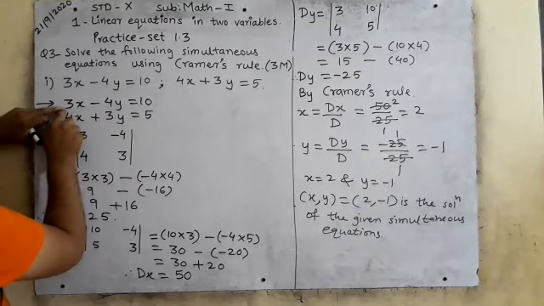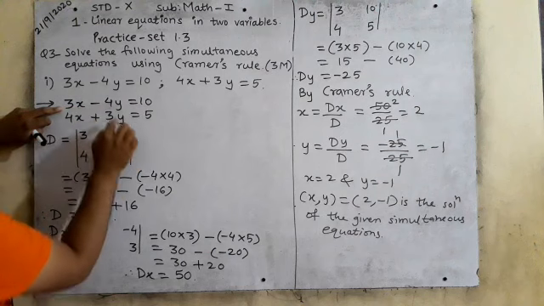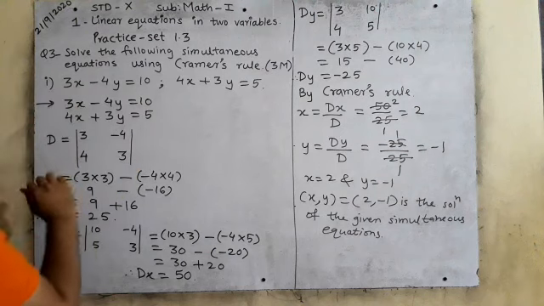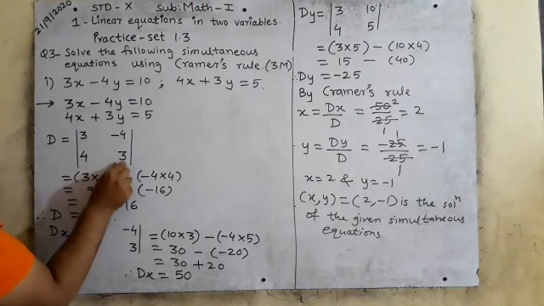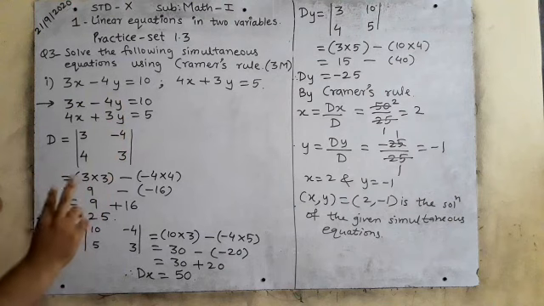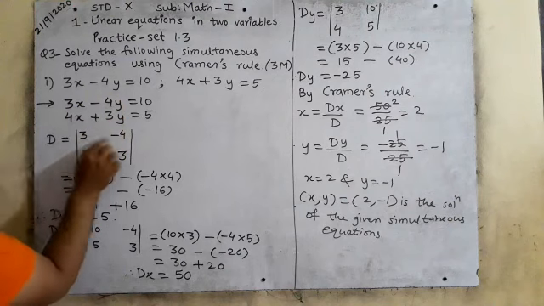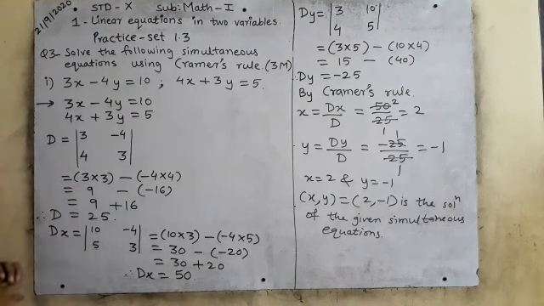How will you make these four numbers, from where will they come? This is the coefficient of x and this minus 4 is the coefficient of y. 3 and minus 4 from the above equation. Now this coefficient of x is 4 and the coefficient of y is plus 3. So these four numbers will come from the given two equations. See, 3, minus 4, and 4, 3. Now you have to find the determinant.